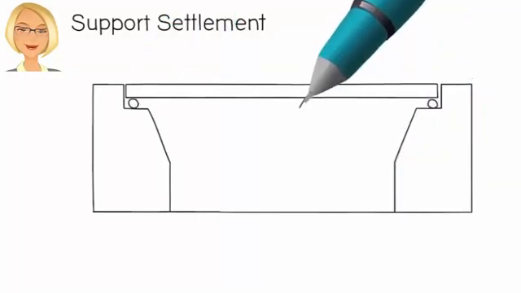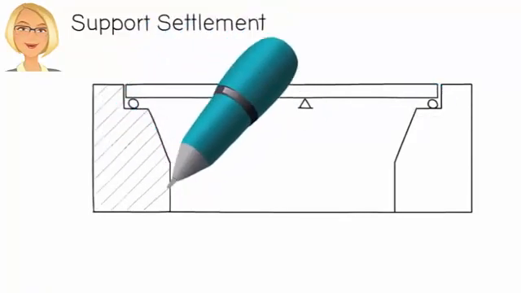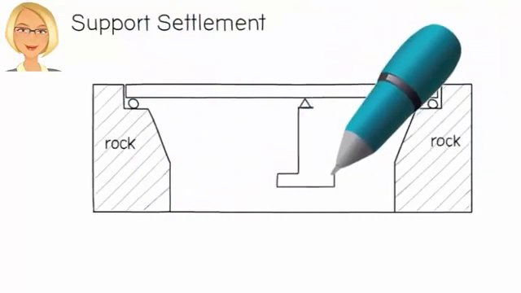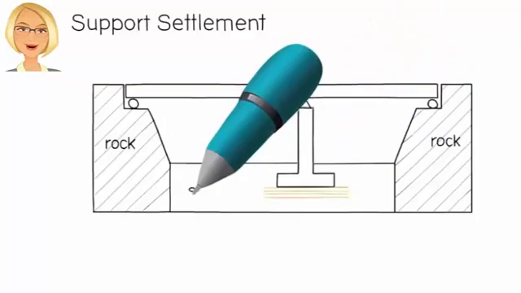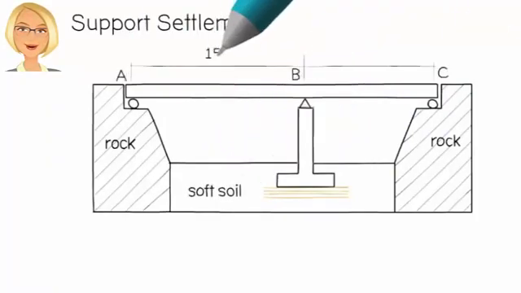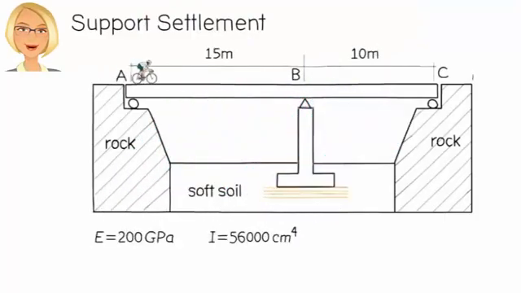Suppose we have a continuous beam acting as a bridge structure. The beam has 3 supports, 2 rollers, and a pin. The left roller rests on solid rock, so does the right roller. The interior support, however, is a pin connected to a substructure that rests on soft soil. The beam is made of structural steel with a modulus of elasticity of 200 gigapascal. Assume a uniform cross-section for the entire beam having a moment of inertia of 56,000 quartic centimeters.